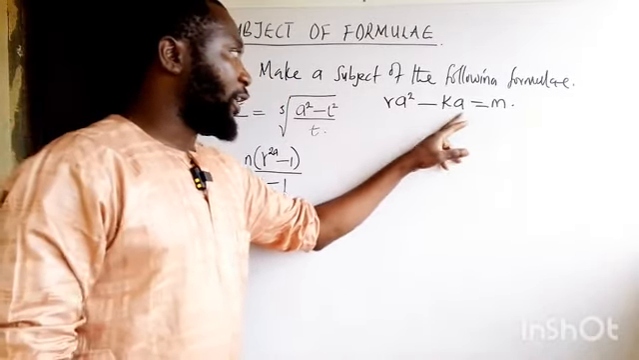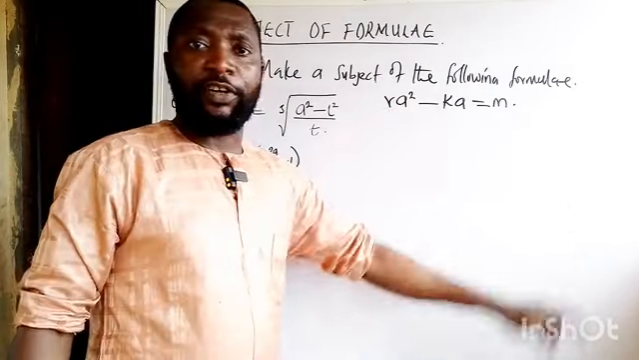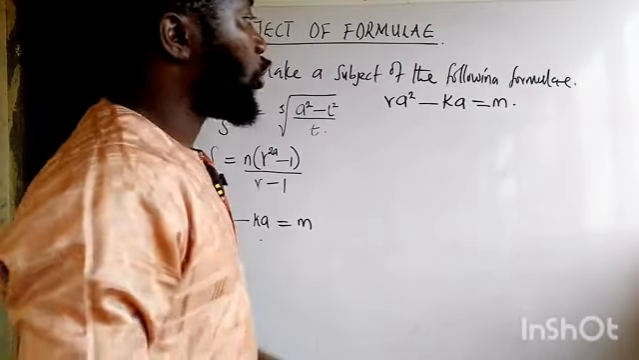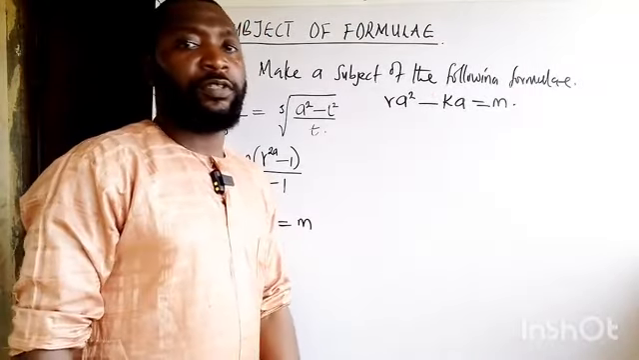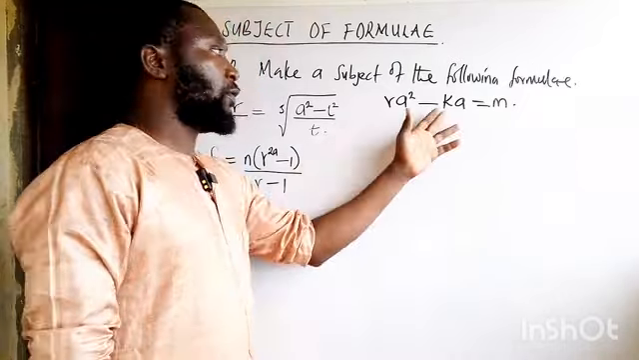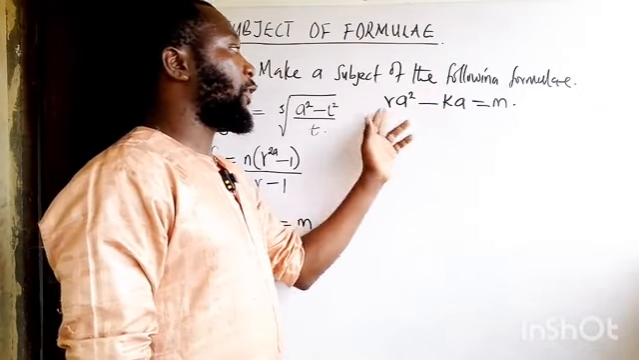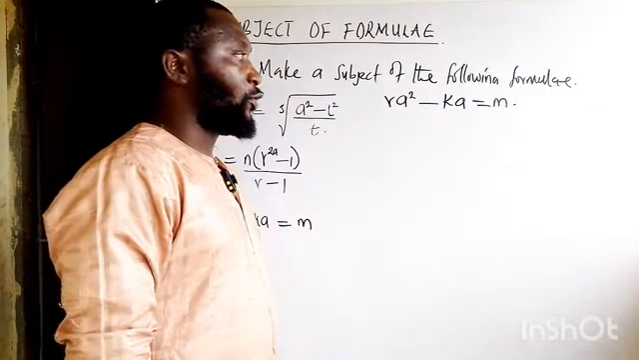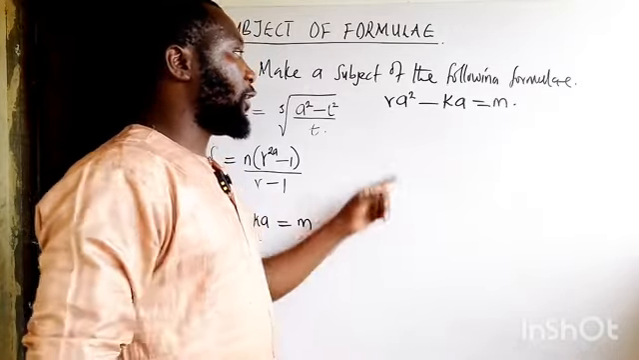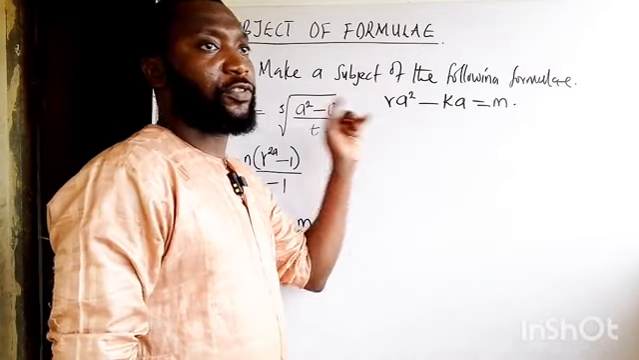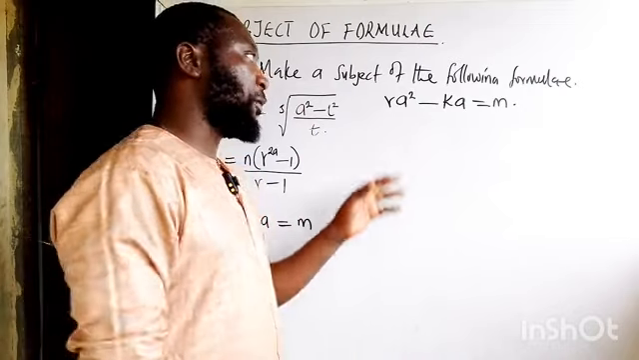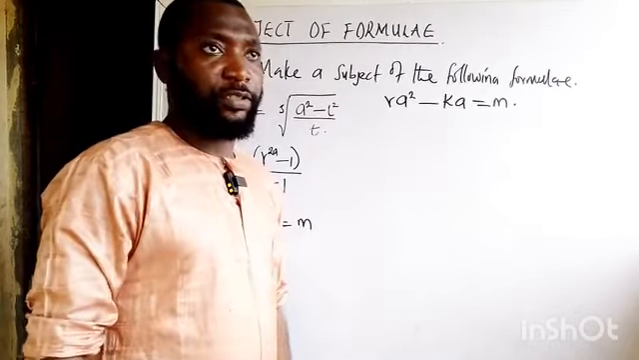A square, a. This is just a quadratic equation. So we are going to use the completing the square method. We cannot use ordinary factorization because you don't know the values of r and k, so that you can think of a product and a sum. The only way you can solve this is by using the completing the square method. With completing the square, we can easily make a the subject.